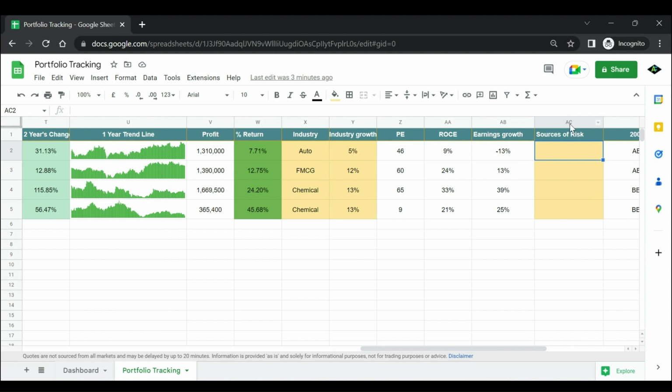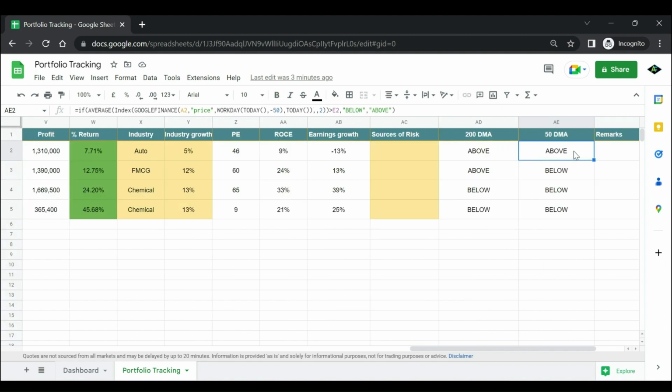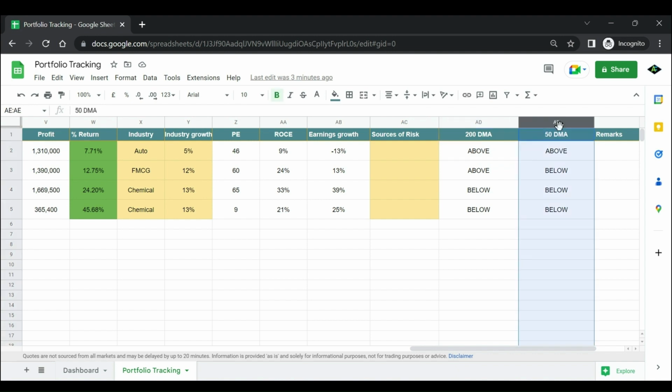Column AC is very important to put sources of risk which might result in a lower return, so just to track them as well in your quarterly results. And then AD and AE are some of the technical parameters, whether the current price is over the 200 daily moving average, DMA, or is it below. And similarly for AE, it is the 50 DMA and below.